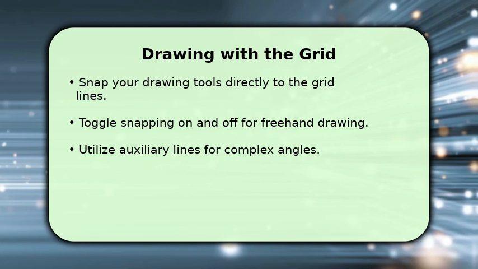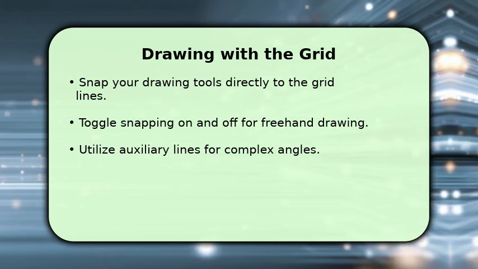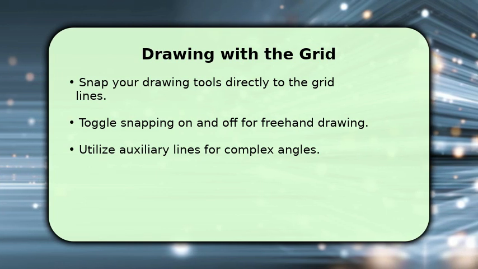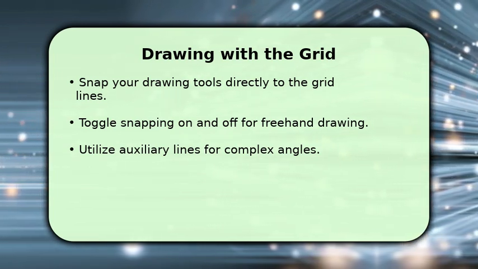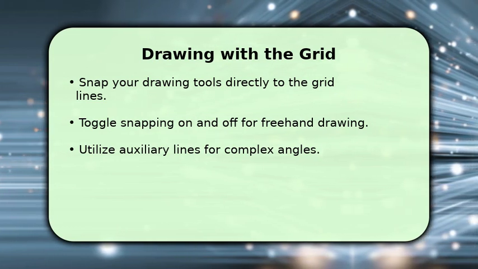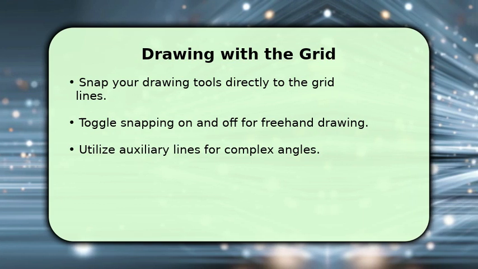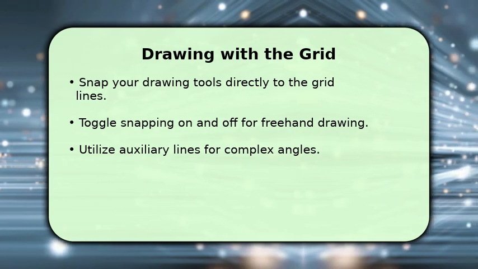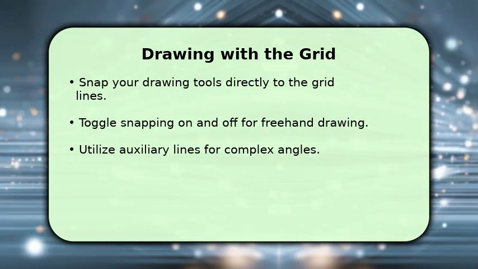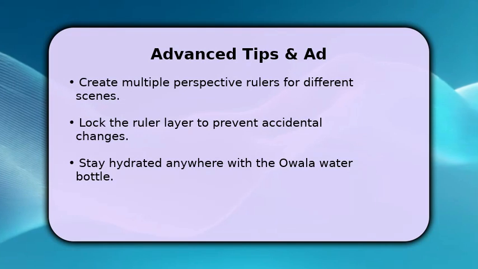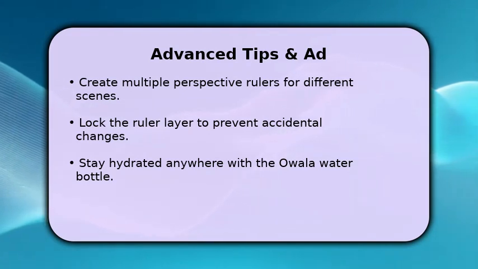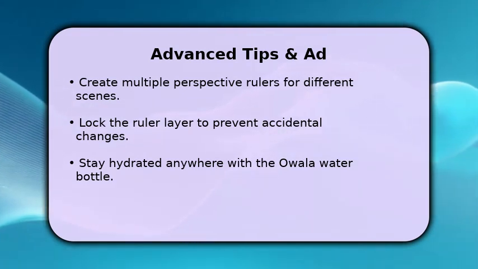Ensure that Snap to Special Ruler is enabled in the View menu. This will automatically align your pen, pencil, and other tools to the perspective lines. You can toggle snapping off for elements that don't follow the grid. For more intricate details, add auxiliary lines by clicking on the ruler to extend guides from your vanishing points. For complex illustrations, consider creating multiple perspective rulers on separate layers, which you can toggle as needed.